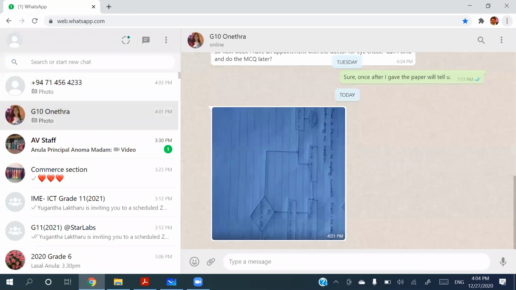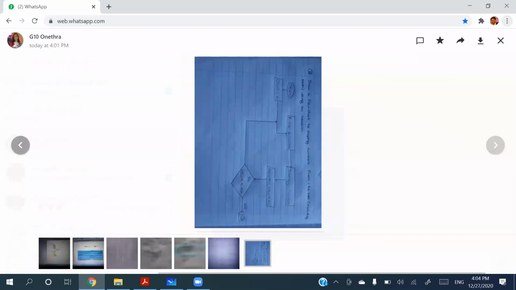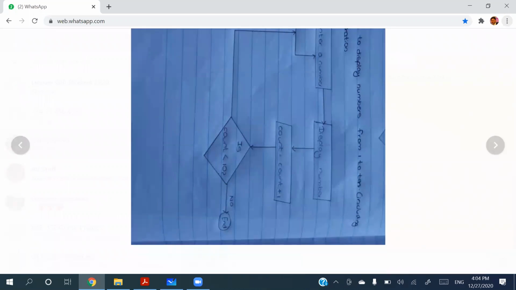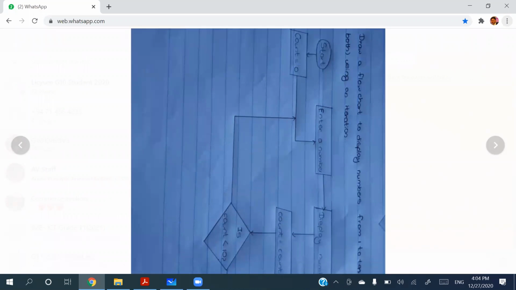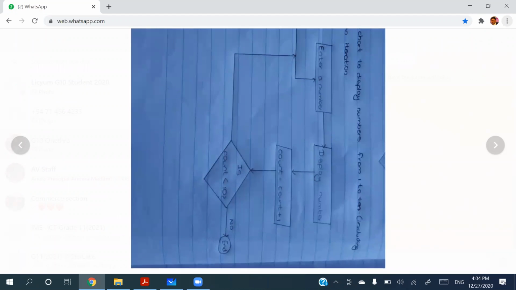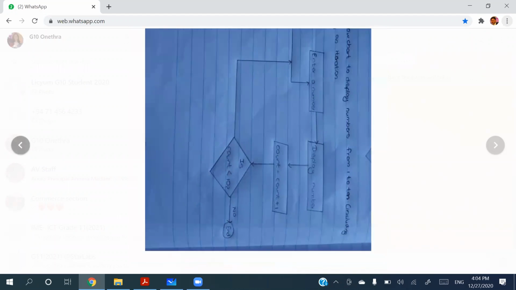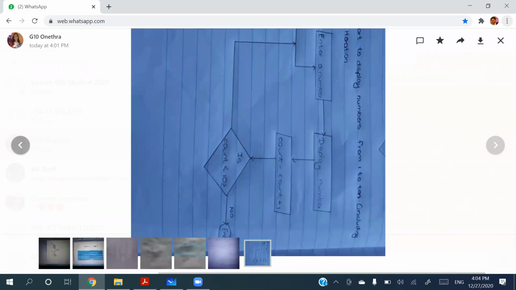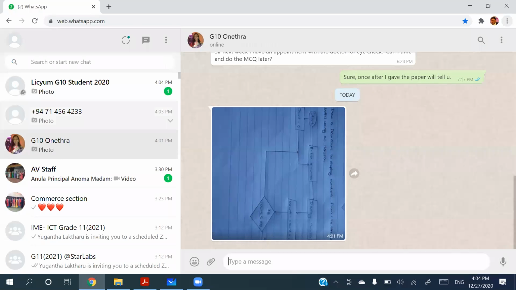So Onetra, the problem was about this enter number thing. If the user gives some number, if he gives 10, the 10 is going to be displayed. Then it's going to be a problem. You need to display it from 1 to 10.